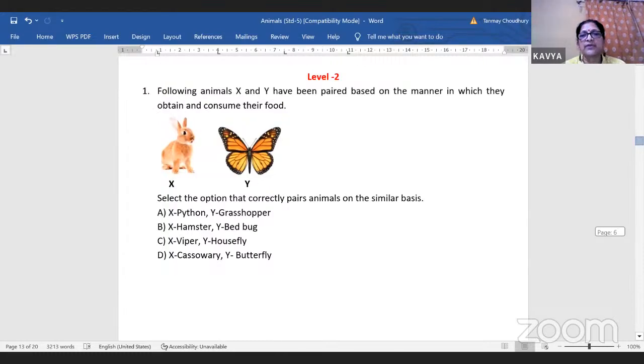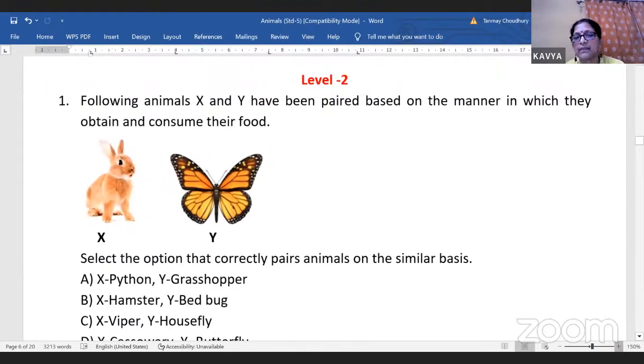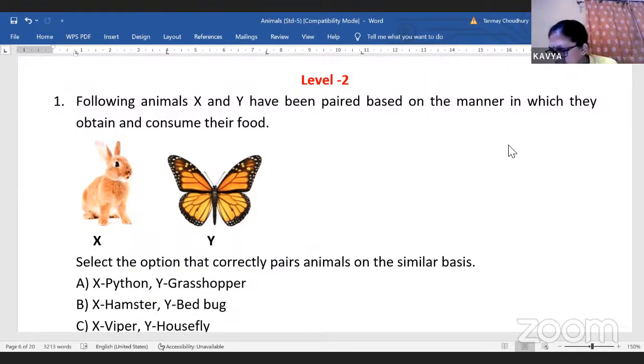Now I'll start with level 2 because level 1 is very easy and I think all of you will be able to do those questions. So I will start with level 2. I'll just zoom it a bit. Okay. I hope all of you can see.